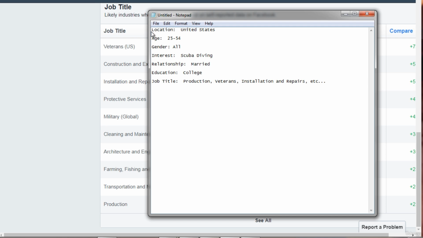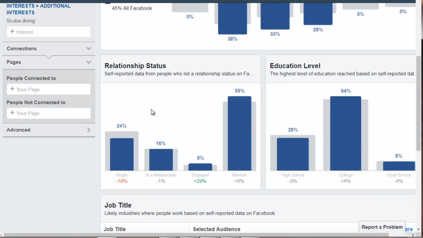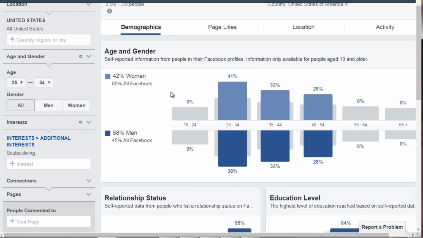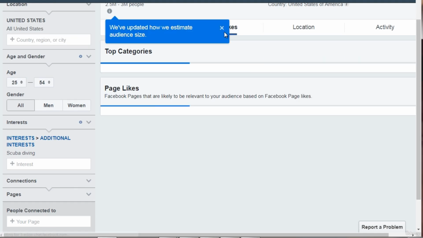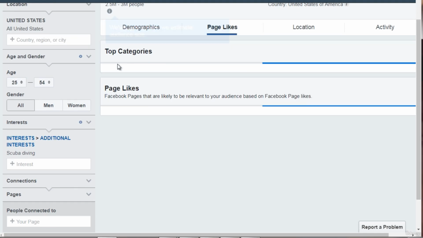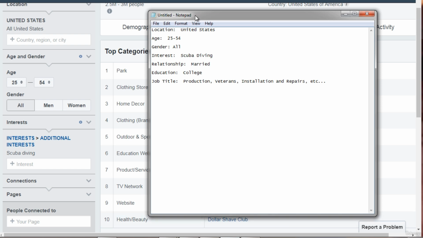The job title is not necessarily something that we're worried about right now. Most of the time, you're just going to target the location, the age, the gender, and the interest. And you can get more specific by targeting married. So we can target these, and then based on that information, we'll know more later. So let's scroll back to the top, and we'll go to page likes, and let's jot this down.